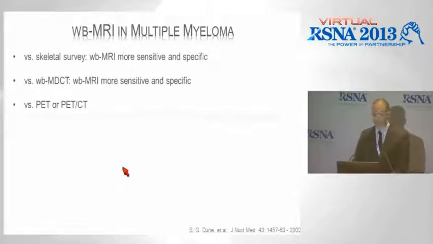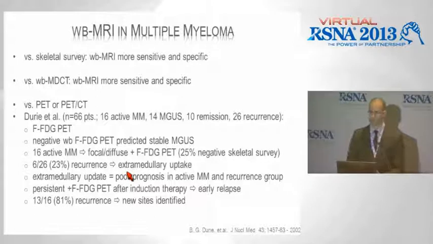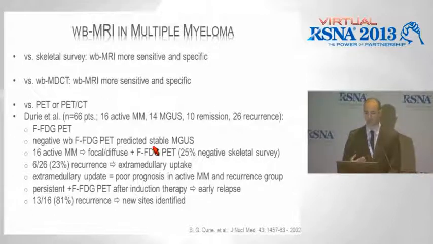What about PET and PET-CT? Durie themselves came up with a study, looked at PET and compared it to the different disease stages that they had in their study. What they found is if you have a negative PET signal, it predicts stable inactive disease. If you have active disease, you will find focal and diffuse infiltration on the PET, whereas the skeletal survey again was quite often negative. They found extramedullary uptake, which is a sign of poor prognosis in active and recurrence patients. And if you have a persistent signal on FDG-PET after induction therapy, that is an indicator of early relapse.